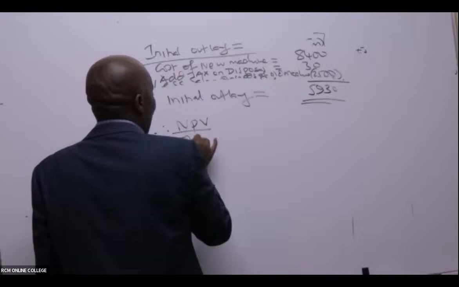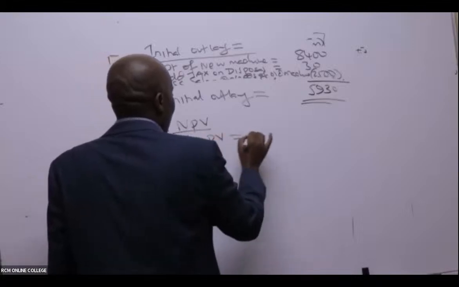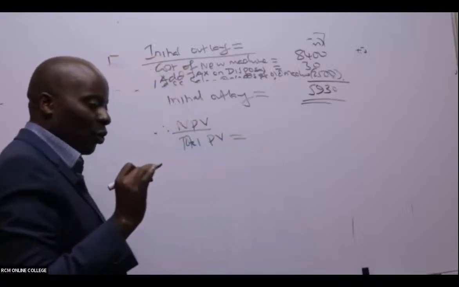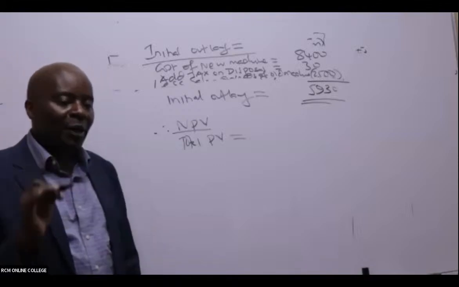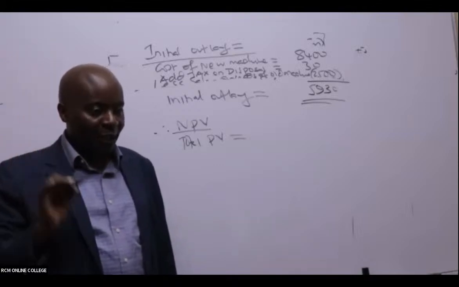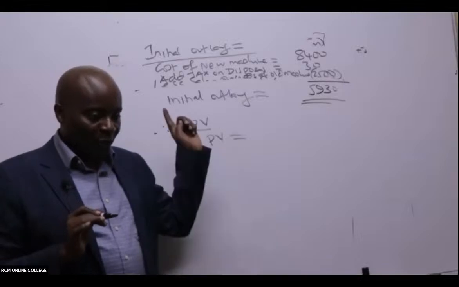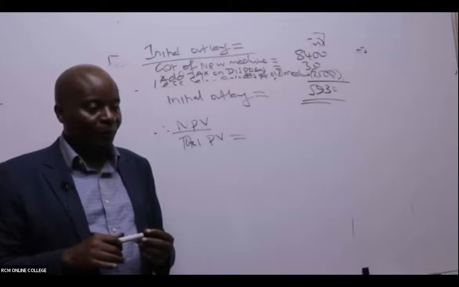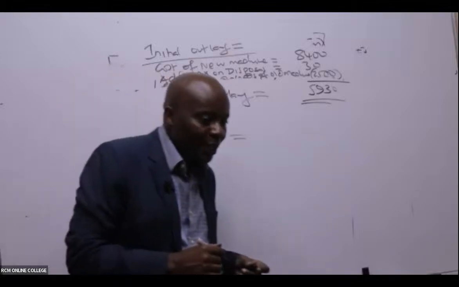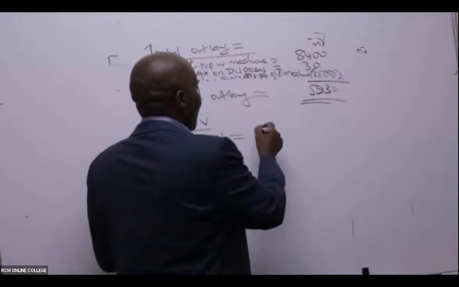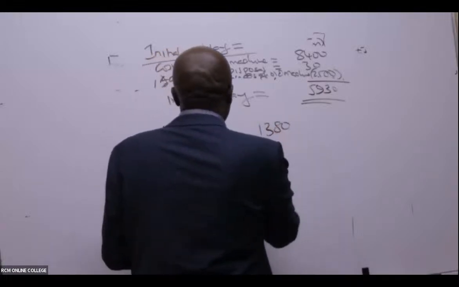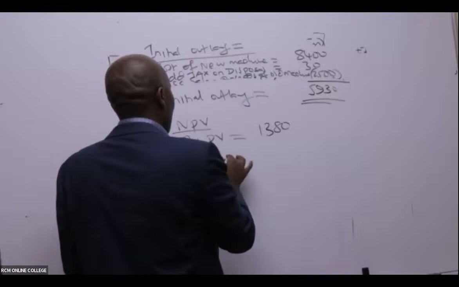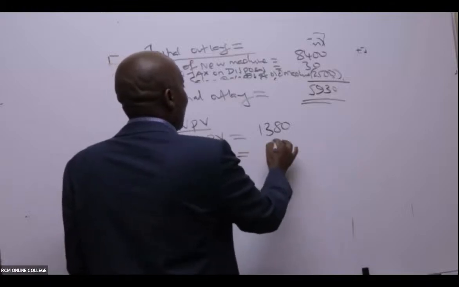You already have the total present value. Is there somebody who can remind me what the total present value was? We had computed it earlier up there. Total present value, 1380, and then we less initial outlay, which is 5930.